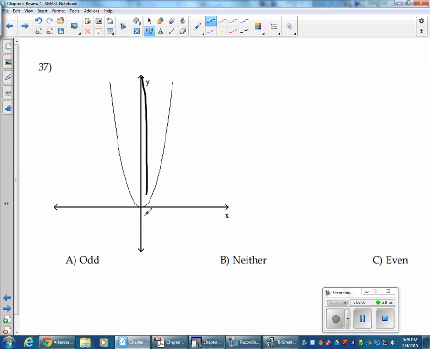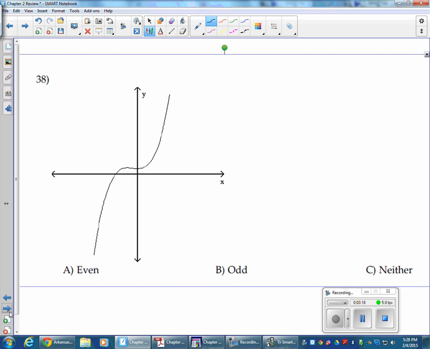This one's split by the y-axis, so that is going to be even. It looks like a parabola. It looks like an x squared. X squared is an even number, right? The 2 is an even number, so we're talking an even function. This other one would be neither because the y-axis does not split it in half. It doesn't go through the origin, so it's not odd. So that's going to be a neither one.